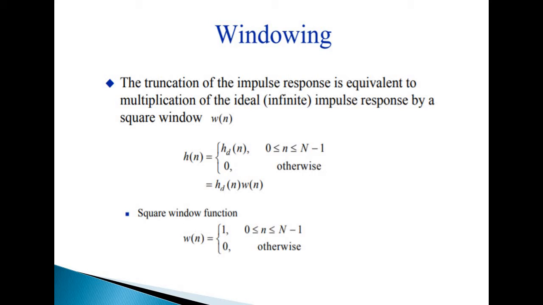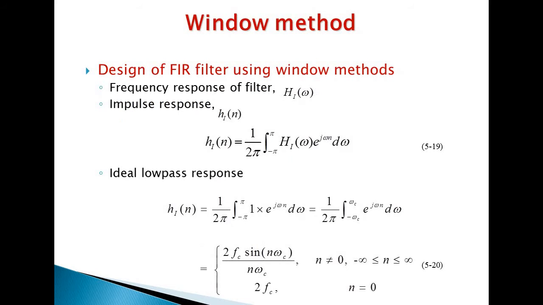Suppose one type of window is the rectangular window, or square window. There are different types of window functions available, and the rectangular window is one of them. It is defined as w of n equal to 1, having amplitude 1 between 0 and capital N minus 1, where N is the length of the window or number of samples. Suppose N is 11, then between 0 and 10 it will be 1, otherwise it will be 0. Now the steps for the design of an FIR filter using window methods are explained in this slide.